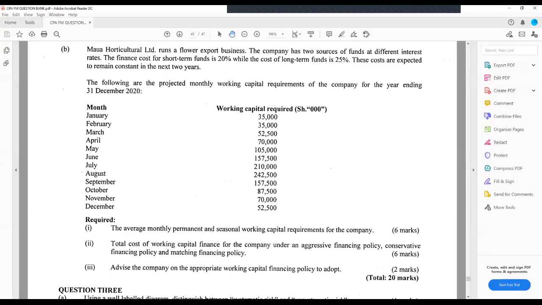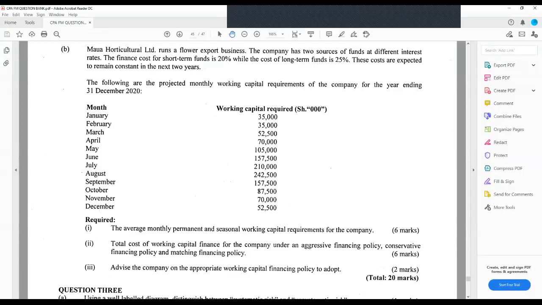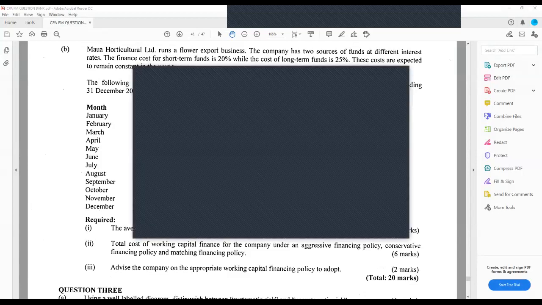Just prepare it from your side. So let me do it on my board here. You want to prepare a schedule. Here you can have month. There's no format, by the way. You can prepare either horizontally or vertically, whatever you prefer. So month 1 to be January, then 2, 3, all the way to December. Then have a column for total working capital.